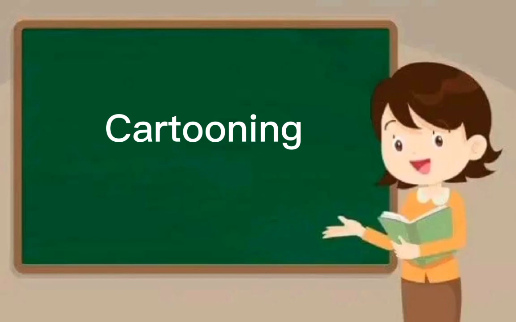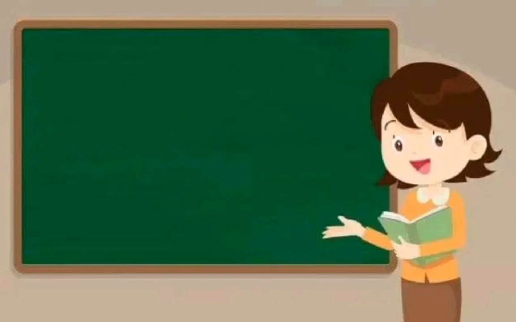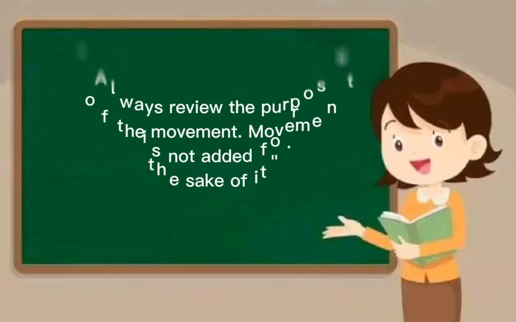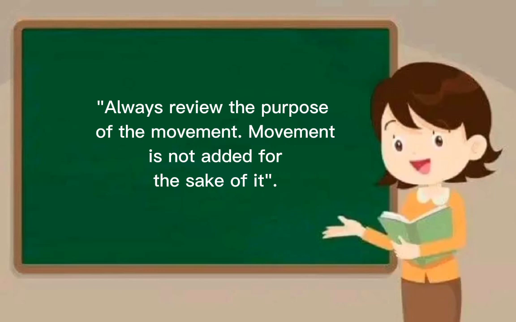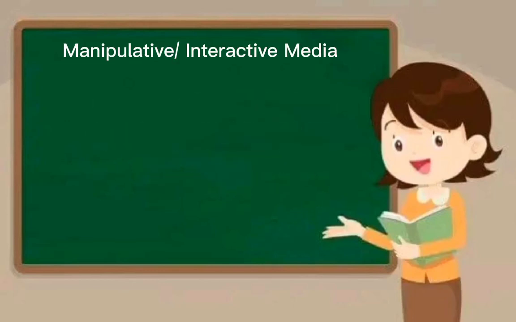Cartooning. Your graphic and text provide dynamic movement. This can be done by using the following movements: sketching, rotating, squashing. Blurring can be used in different ways in animation. Blurring can provide an illusion of fast movement in videos. It is often used to censor information for security or decency. Always review the purpose of the movement. Movement is not added for the sake of it.